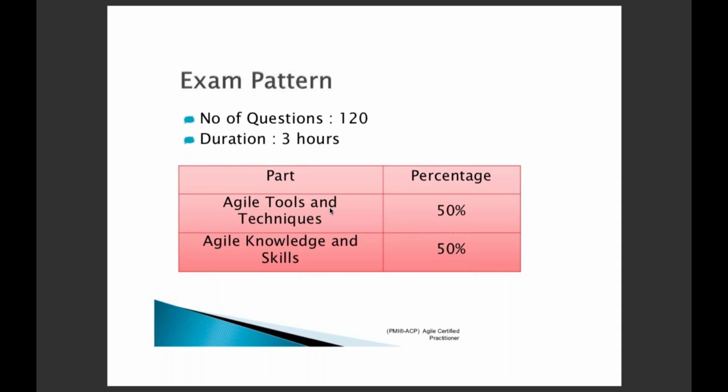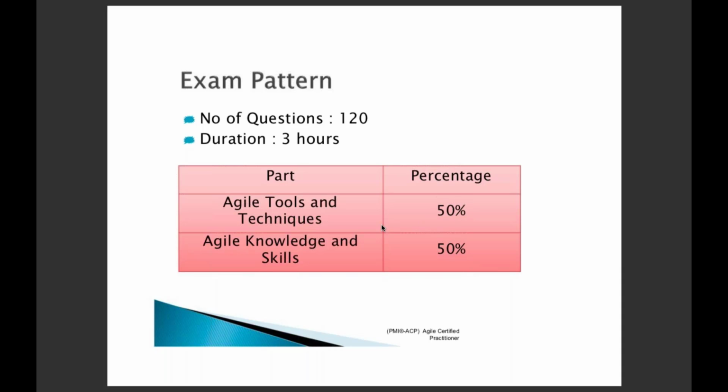And the entire syllabus is divided like this at a broader level. The Agile tools and techniques. So what are the tools we use in Agile? For example, for planning, what type of tools do you use? For monitoring, what type of tools do we use, like release burn down charts, burn up charts, different types of tools you have. And techniques. In the tools and techniques section, you get 50% of the questions.